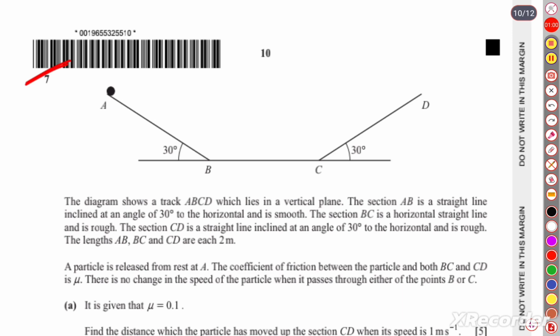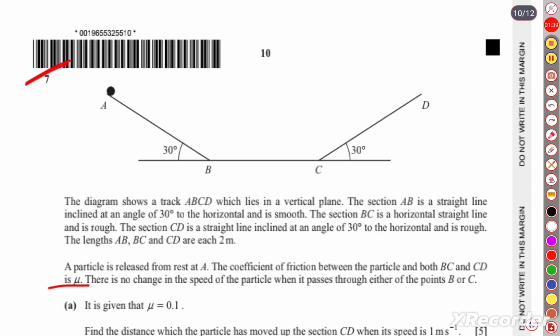A particle is released from rest at A. The coefficient of friction between the particle and both BC and CD is mu. So this is the coefficient of friction. There is no change in the speed of the particle when it passes through either of the points B or C. It is given that mu equals 0.1. Find the distance which the particle has moved up the section CD when its speed is 1 meter per second. So this is the question we are going to solve.